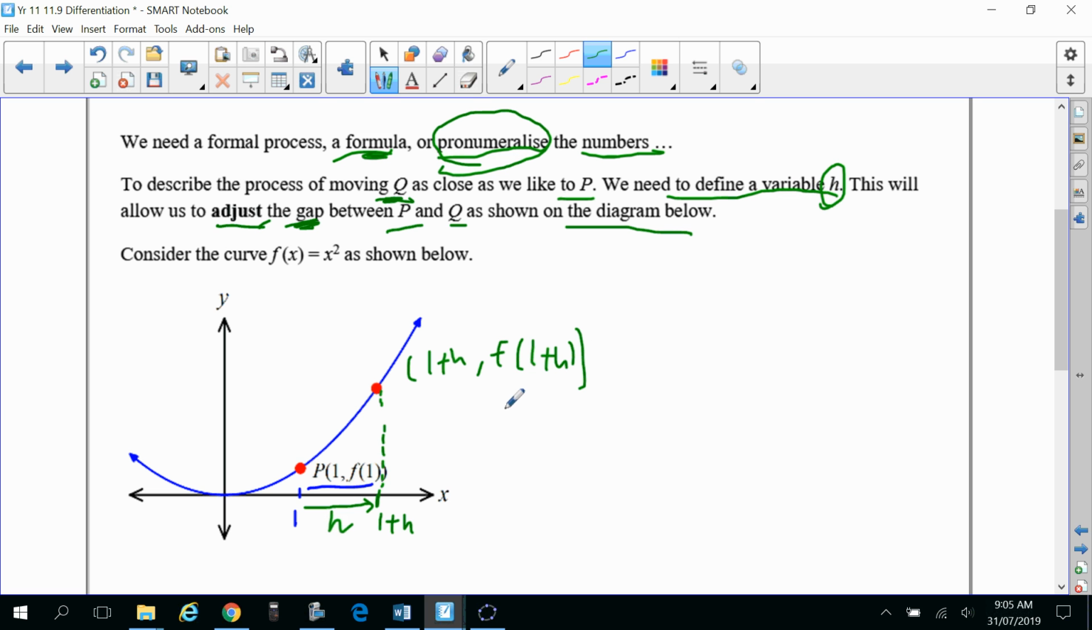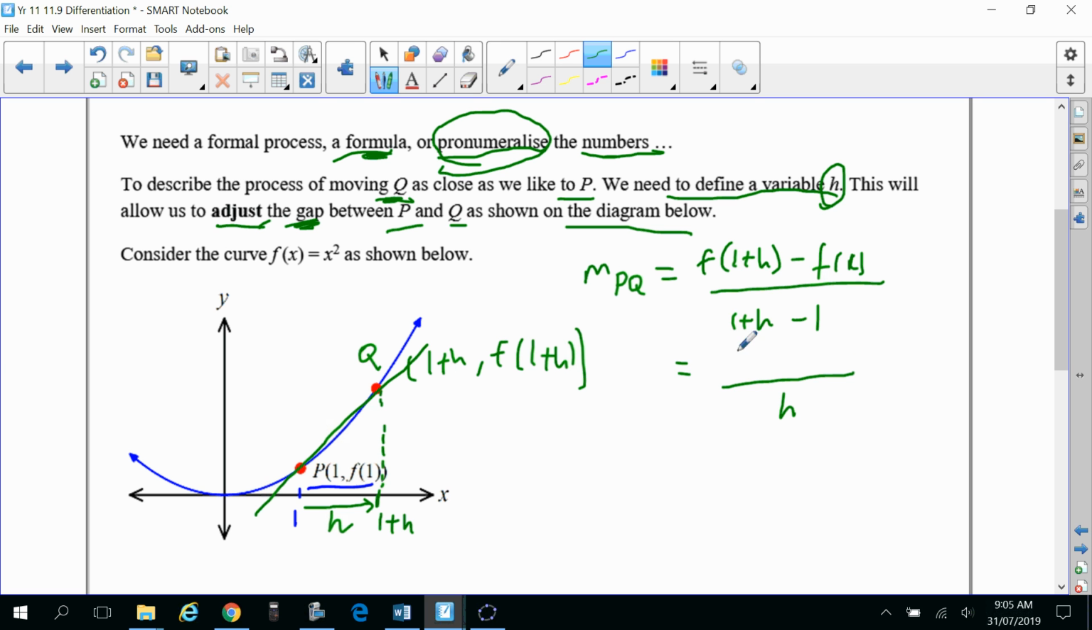Pretty straightforward. And let's calculate the gradient of that secant again. We now have a formula for the gradient of the secant. So the gradient of PQ, one more time, is exactly the same thing: difference of the y over difference of the x. The difference in x is 1 plus h minus 1, which is h, so it is F of 1 plus h minus F of 1, over h.